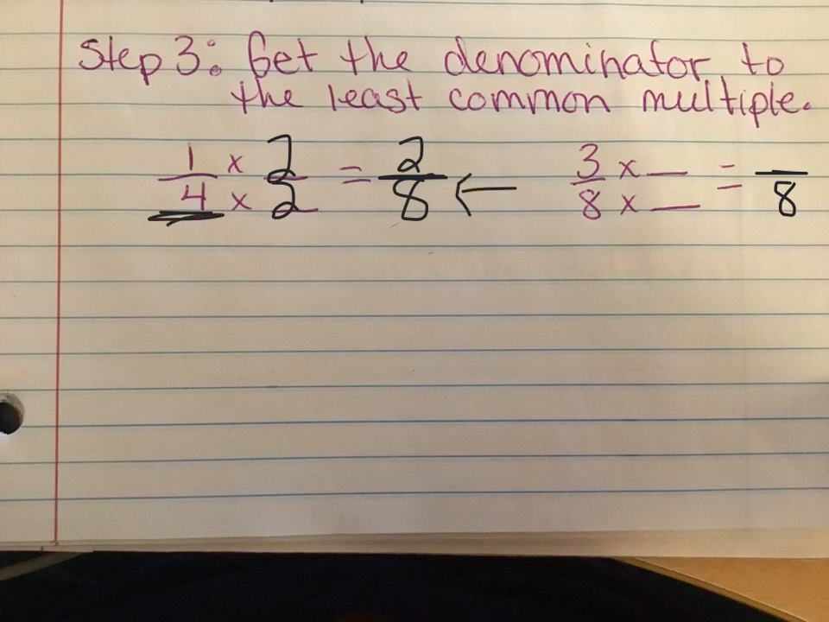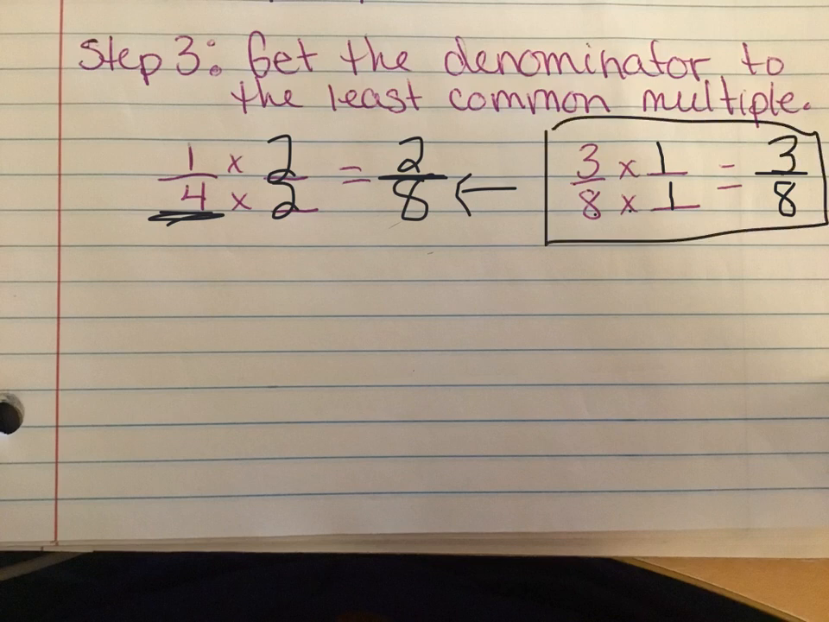Over here, 8 times something equals 8. It's 8 times 1. And what we do to the bottom, we have to do to the top. If you knew this already, you wouldn't even need to do this multiplication part. If you already knew, hey, 8's on the bottom, so I don't have to touch that fraction, that'd be cool.